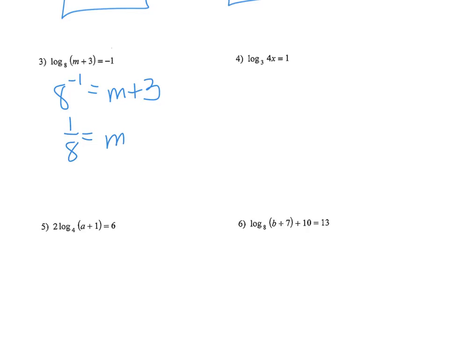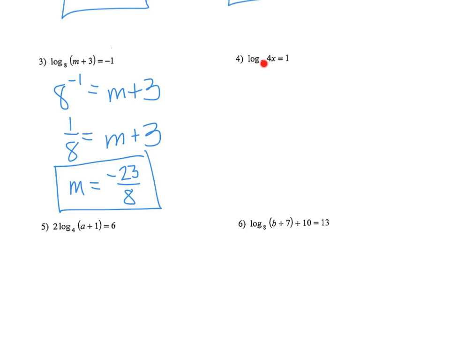equals m plus 3. And then to get m by itself, I need to subtract 3 from both sides. If you subtract 3 from 1/8, 1/8 minus 3, you get negative 23/8. You can just do that in your calculator.